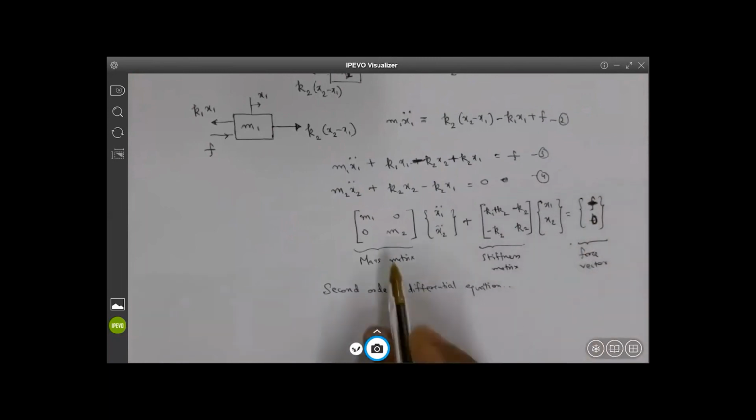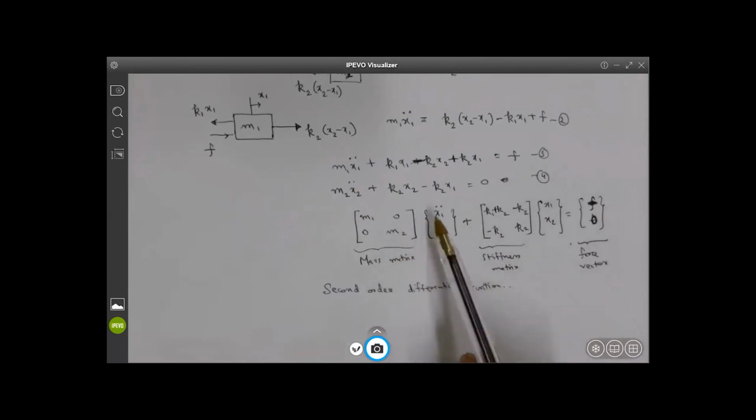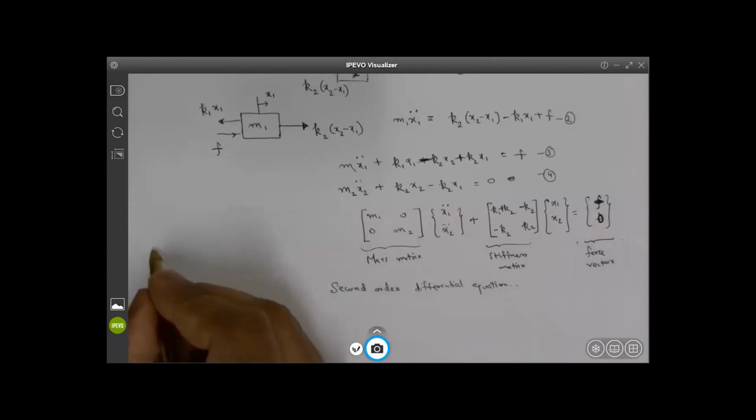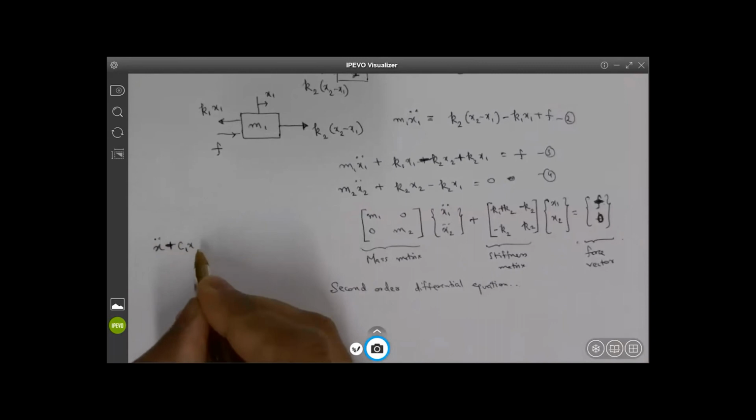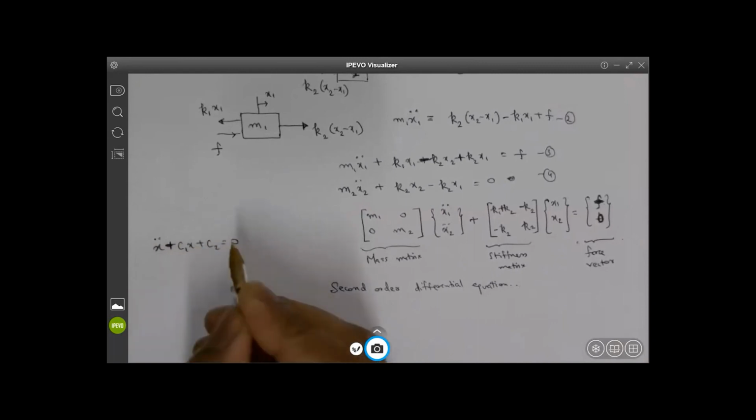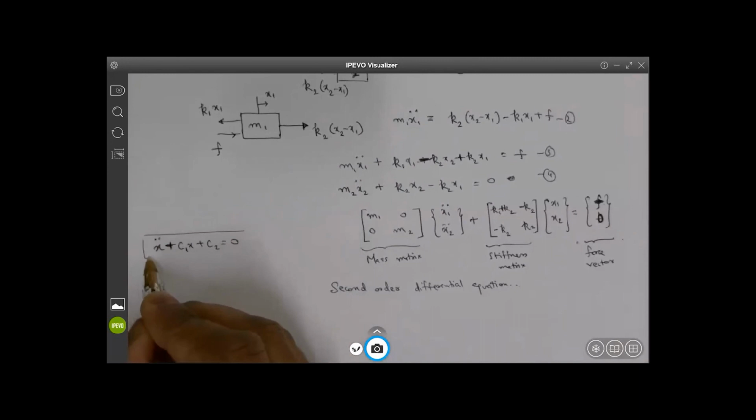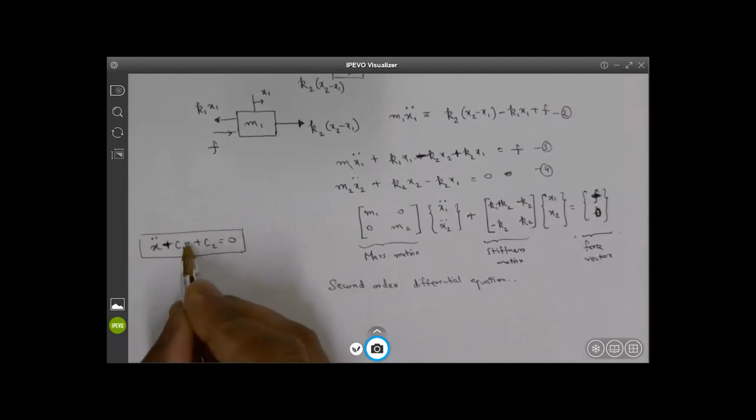So what we are actually getting is a second order linear system of differential equations. Basically we have two second order differential equations. What we have studied so far is that we can solve a single second order differential equation, something like x double dot plus c1 x plus c2 equals 0, where x is just a single variable.